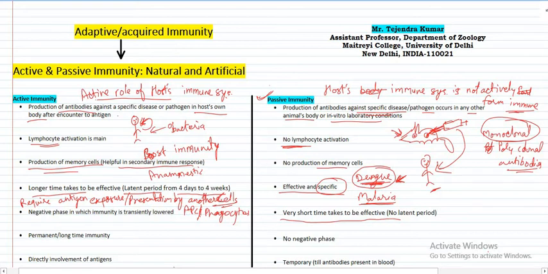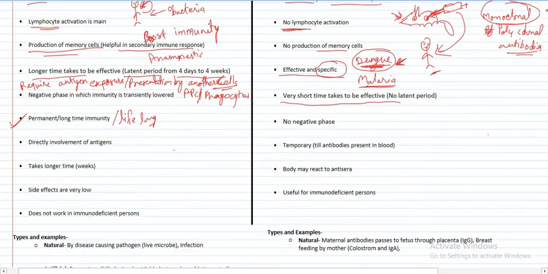Active immunity exists for a long time, or it might be permanent, and it may be lifelong. But in the case of passive immunity, it is temporary, right? It means it is not for a longer time, because whenever you take the dose, it has its own expiry. So after the expiry, it will not work, right?